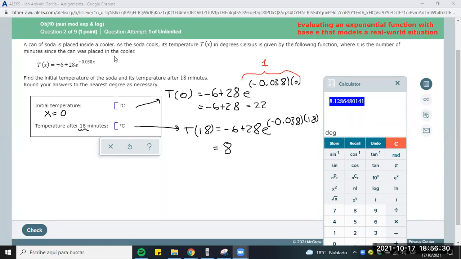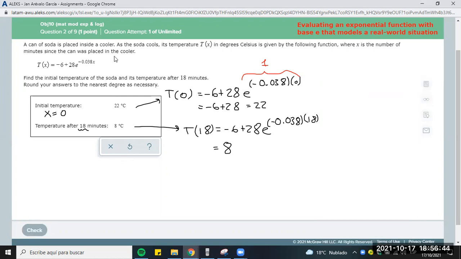So after 18 minutes, the temperature of the can drops from 22 degrees to 8 degrees. I'm going to write that down here, and that is going to be our answer.